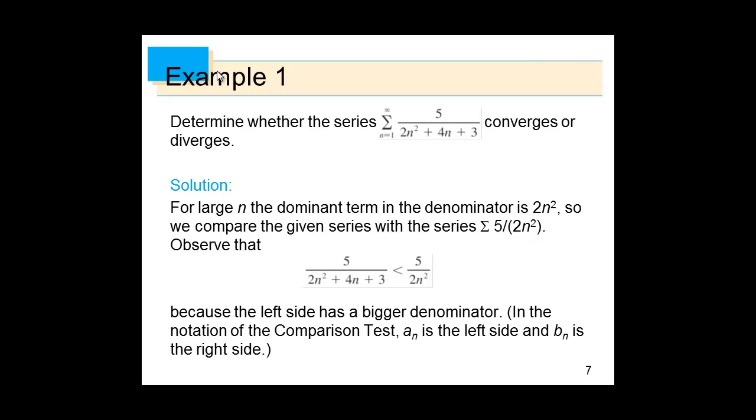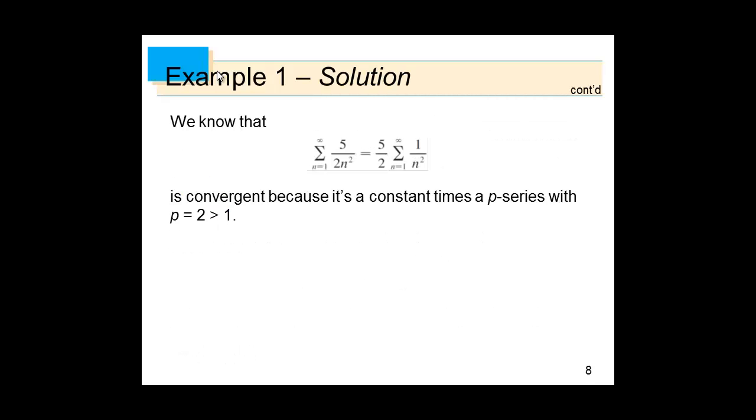Everybody is clear with that? Okay. So because this inequality holds, every term of the given series is smaller than the corresponding term of a convergent series, because we know that the series 5 over 2n squared is a p series with p being 2, so it's a convergent series. So now, by using the comparison test, we know that the given series is convergent.